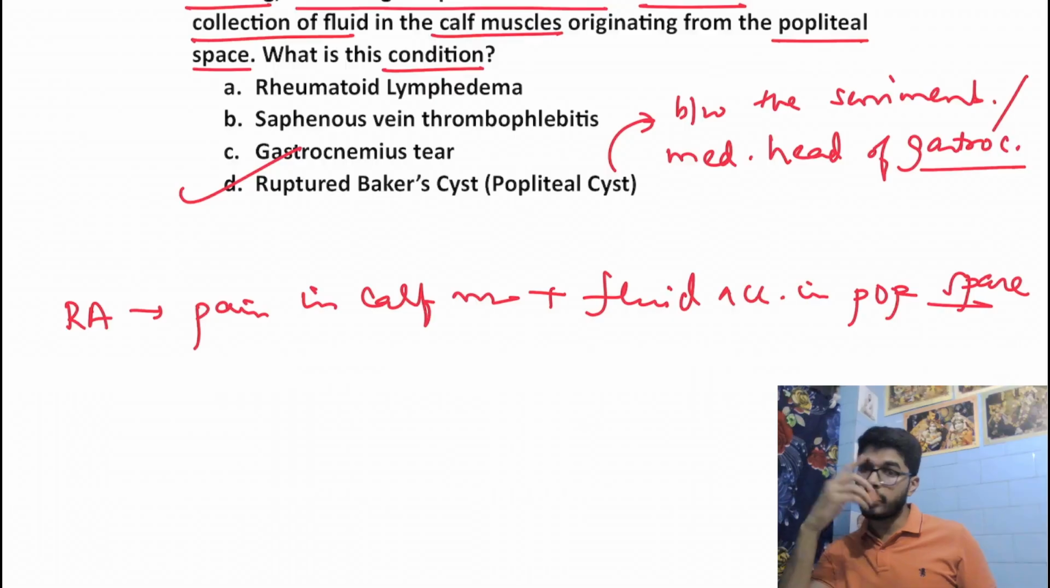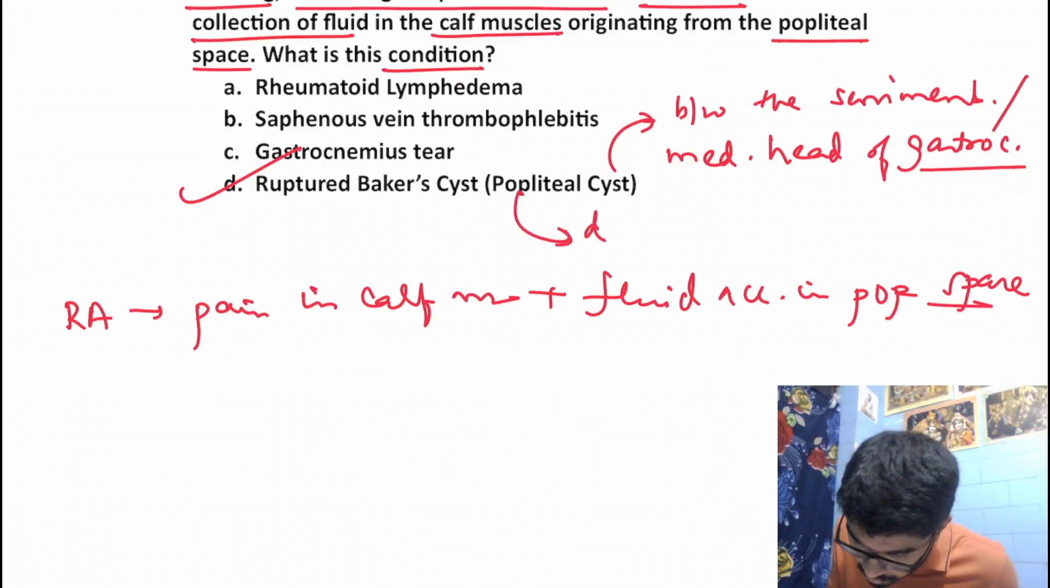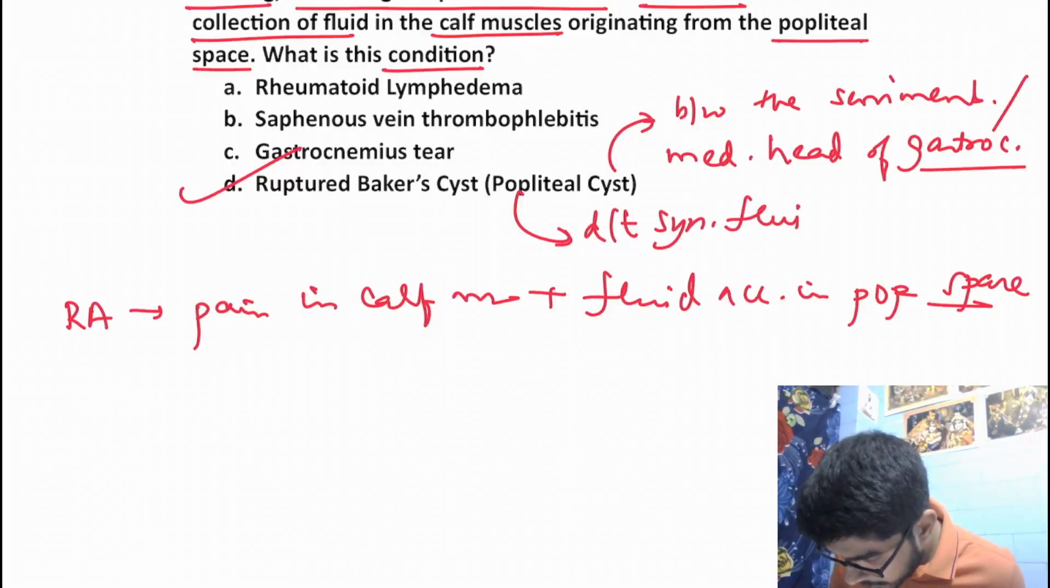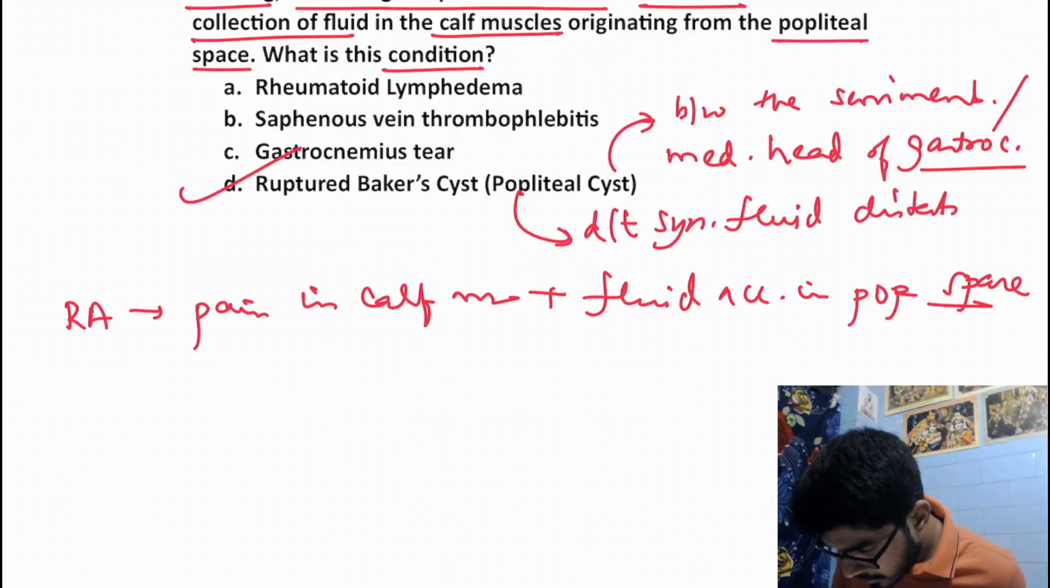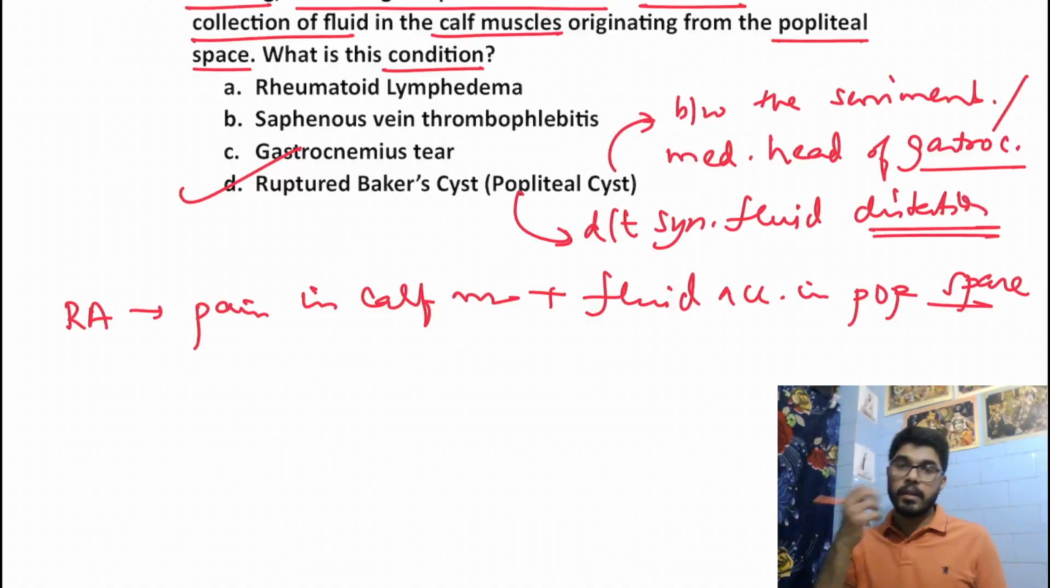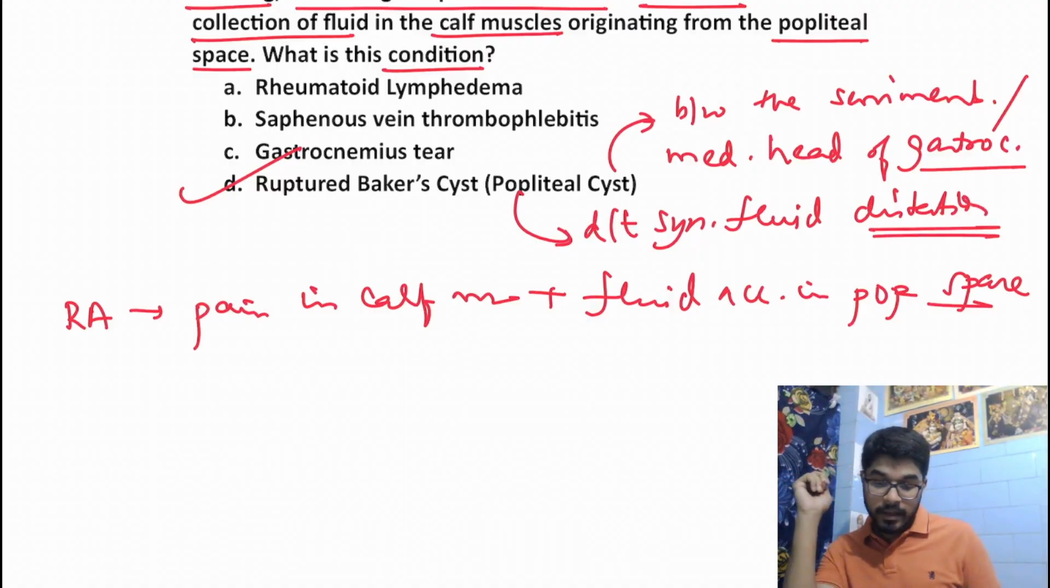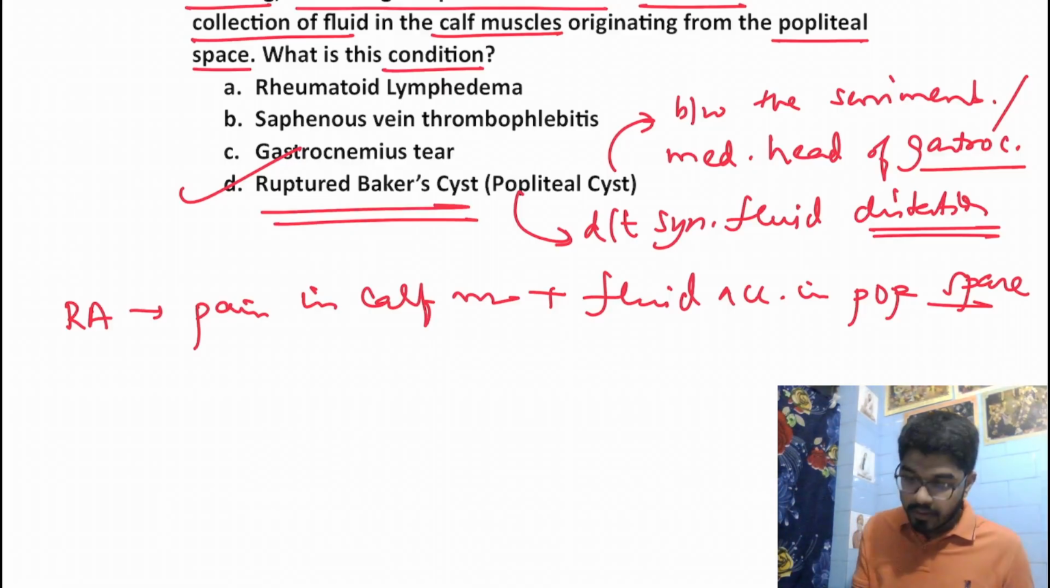Between this we have this popliteal cyst, and it ruptures due to synovial fluid distension. It ruptures and there is spillage of the synovial fluid into the calf muscles. In a rheumatoid arthritis patient, whenever we get this, that is a ruptured Baker cyst.